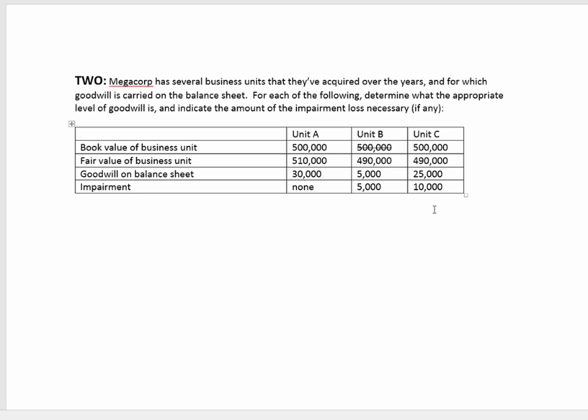So again, the goodwill impairment test and the goodwill impairment calculation process have been vastly simplified. You could still argue that this isn't really a very good way to do it, but we're not going to go down that road.